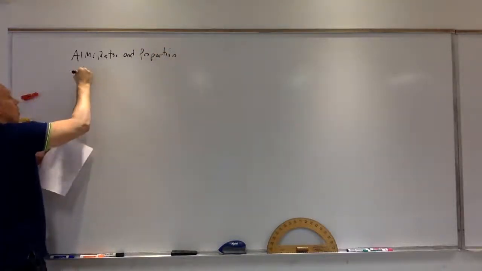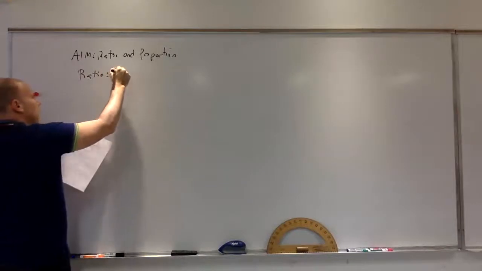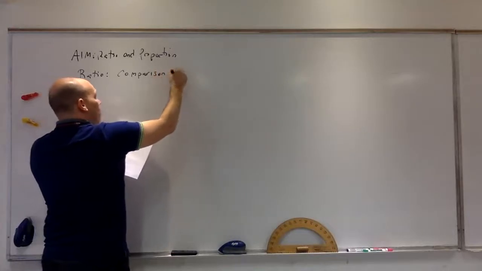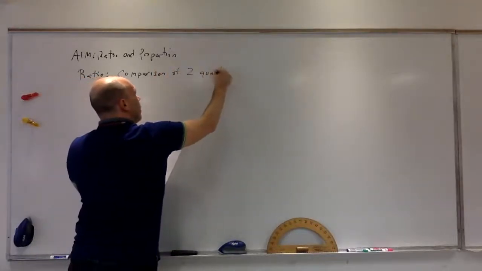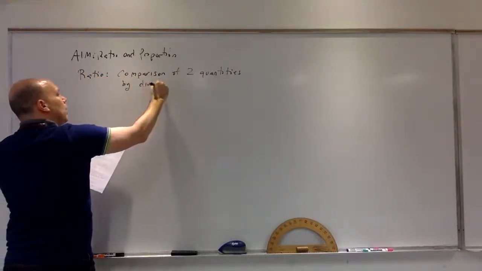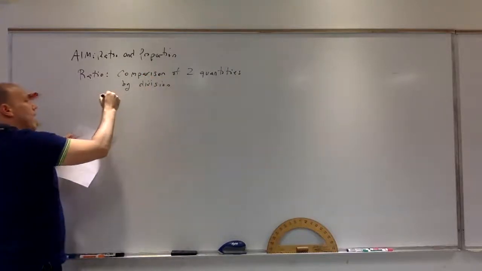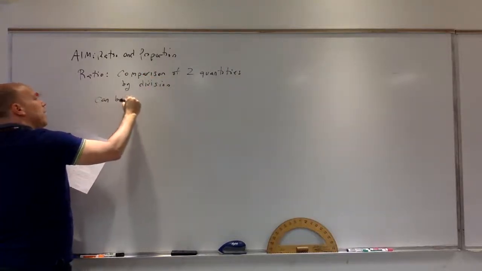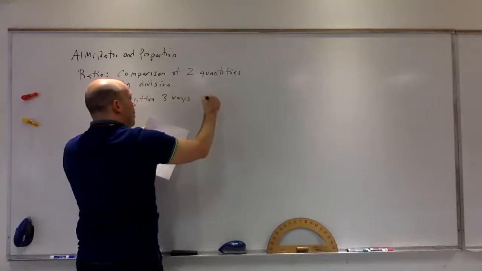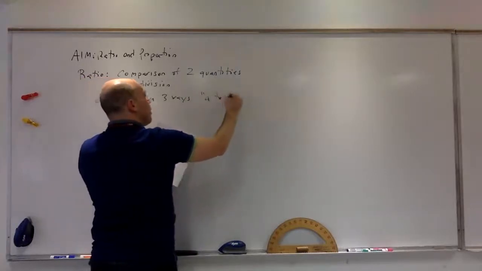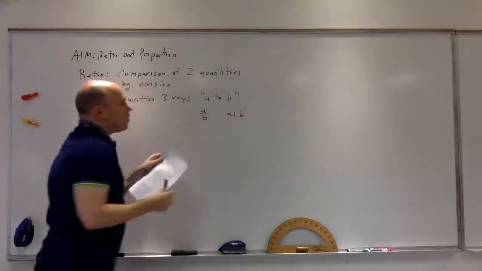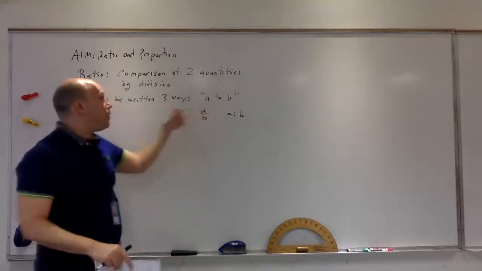Okay, so what's a ratio? A ratio is a comparison of two quantities by division. It can be written in three ways. We can write A to B, we could write A over B, or we can write A colon B. So this is a comparison of two quantities by division.